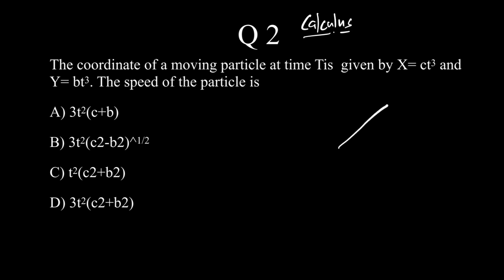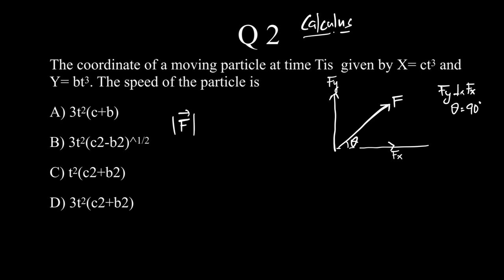See, any force F which is acting at an angle theta can be resolved into two components, Fx and Fy, such that Fy is perpendicular to Fx, which means the angle between them is 90 degrees. In this case, the magnitude of F, the resultant vector F, is basically given by root of Fx square plus Fy square. So we need to understand this particular concept.